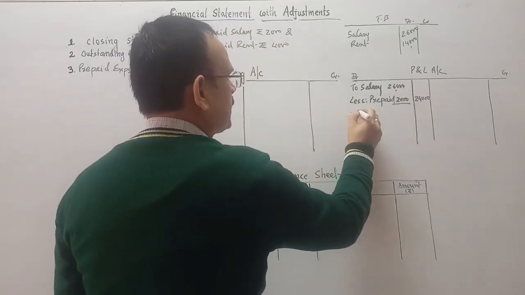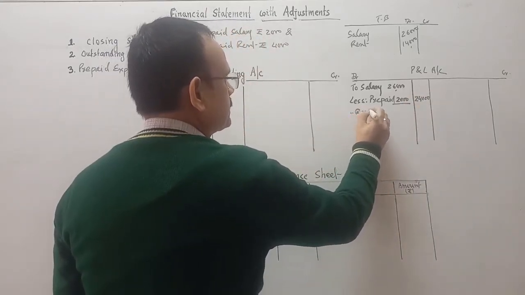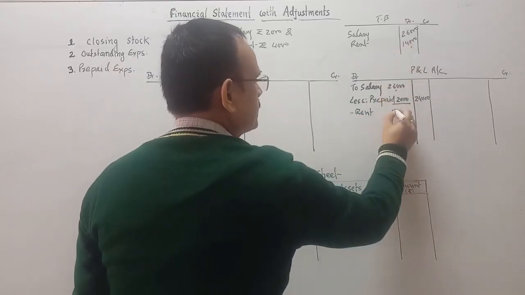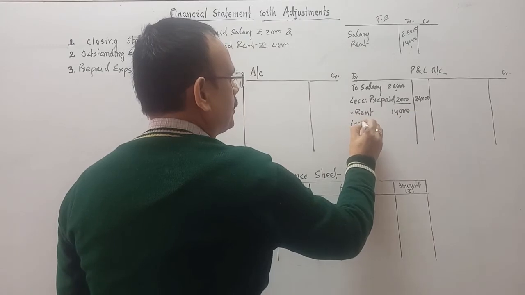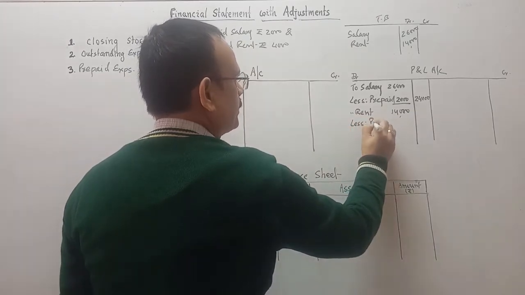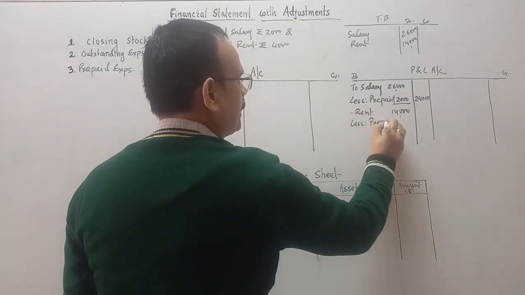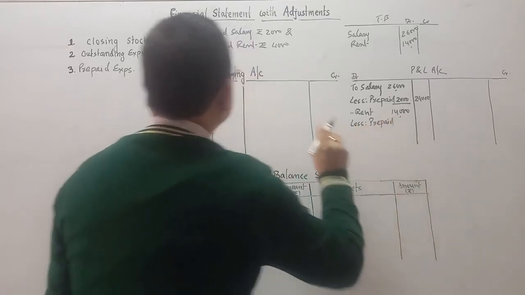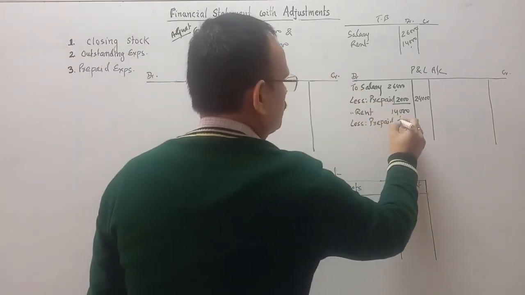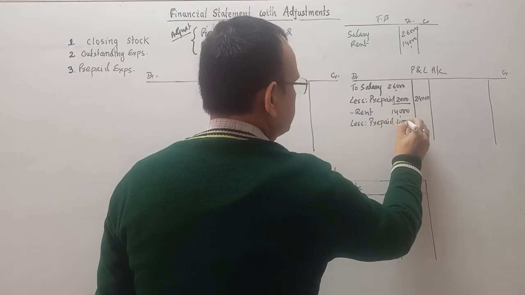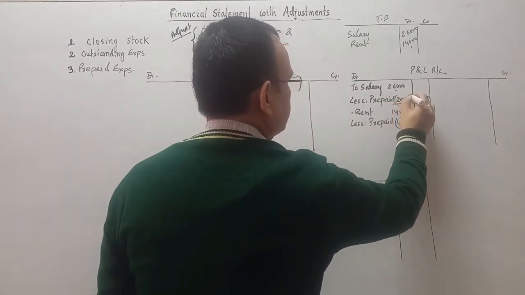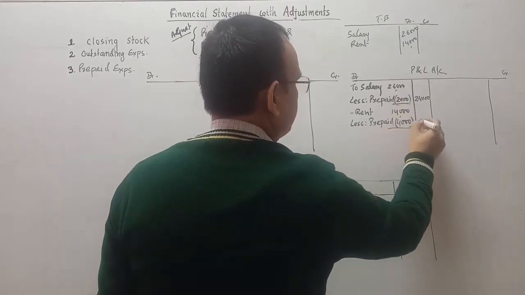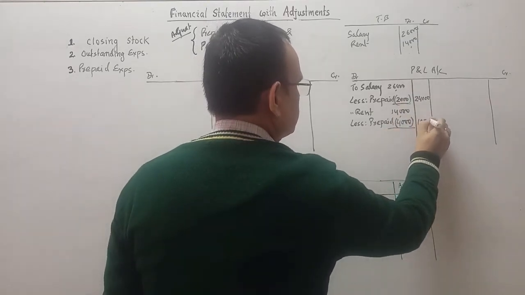Same thing you do with the rent. Rent is 14,000 in the trial balance, and you deduct the prepaid rent. Prepaid rent is how much? It is 4,000. So deduct the prepaid rent. After deduction it is 10,000.